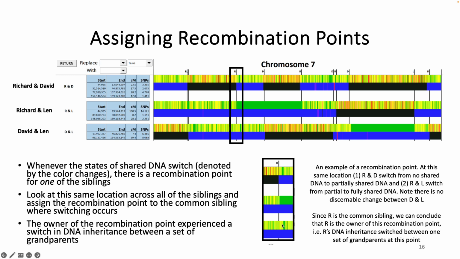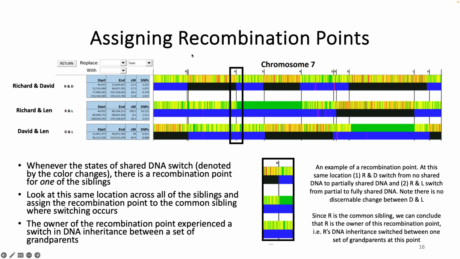But if we look at the bottom here, there is no discernible change. For David and Len together, comparing those two, it seems like nothing has changed. It's still partial shared DNA with mostly yellow and a little bit of green. Because the change occurred where Richard connects with both David and Len, he is the common sibling where the switching occurs. It is Richard who owns the recombination point.